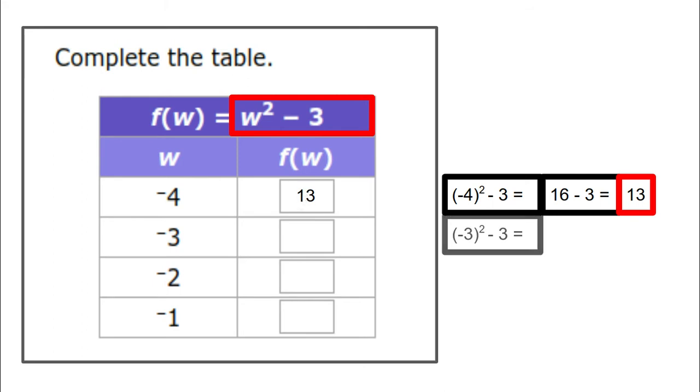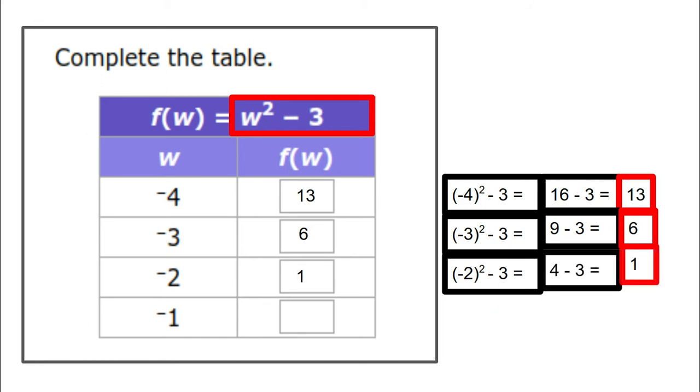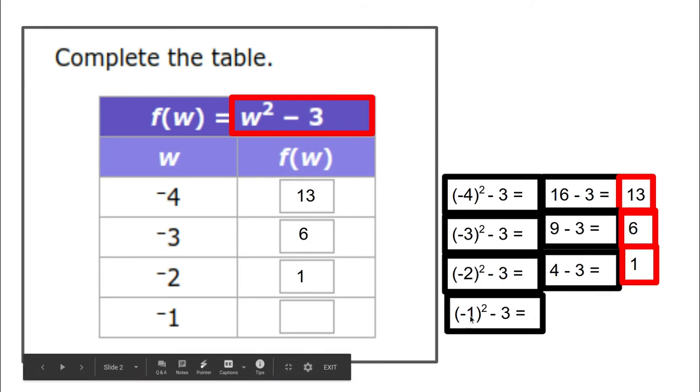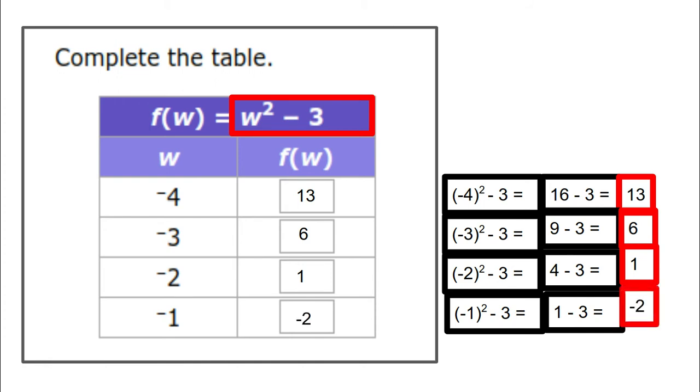Now the next one, I'm going to plug in a -3 every time I see that W. So remember, this means -3 times -3, which gives us positive 9. So 9 minus 3 is a positive 6. Okay, now we're going to plug in a -2. Remember, this means -2 times -2, which is positive 4, minus 3 gives us 1. And then last one, another negative. So -1 times -1 equals 1 minus 3 gives us -2. Okay, so that's your function table.